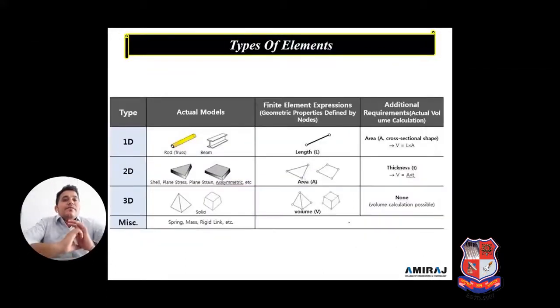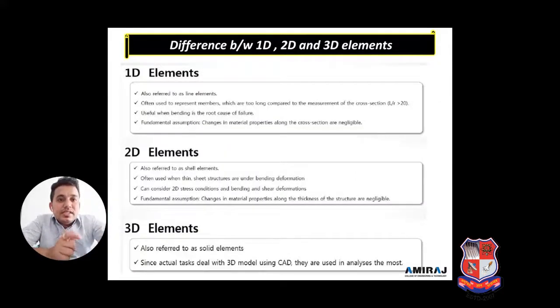Now, types of elements. There are three types of elements: 1D, 2D and 3D. These are the actual models. We will look at 1D, 2D and 3D. The properties of the 1D, 2D and 3D elements we already know.